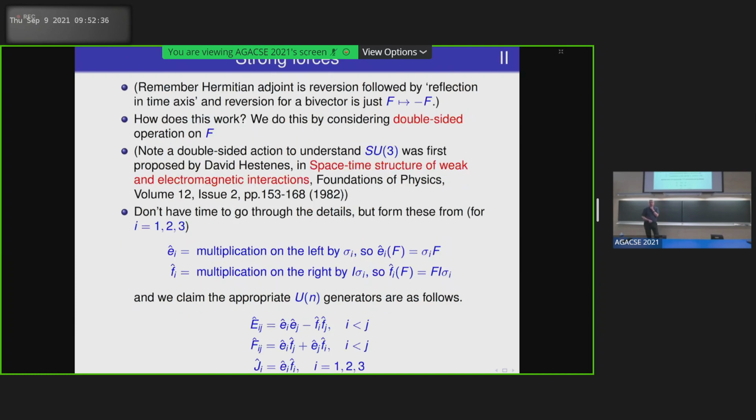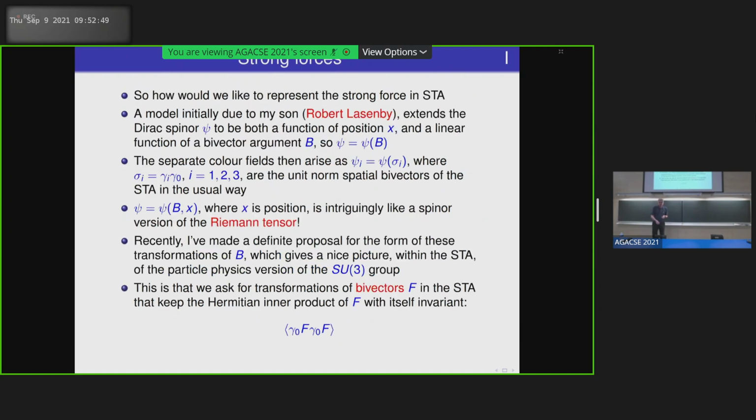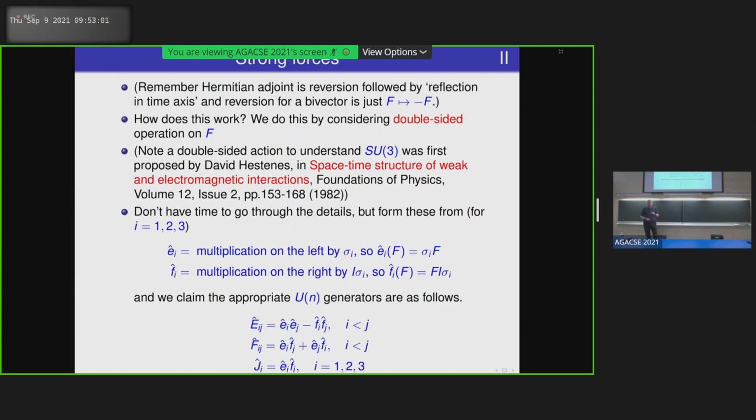And why is that? Hermitian adjoint is reversion followed by reflection of the time axis. If you revert a bivector, you just get minus a bivector. So going back to here, conceptually you can think of this as F reverse in the middle. So you've got gamma_0, F reverse, gamma_0 times F. That's the Hermitian inner product. And what are the operations we carry out on this? We do this by considering double-sided operation on F.